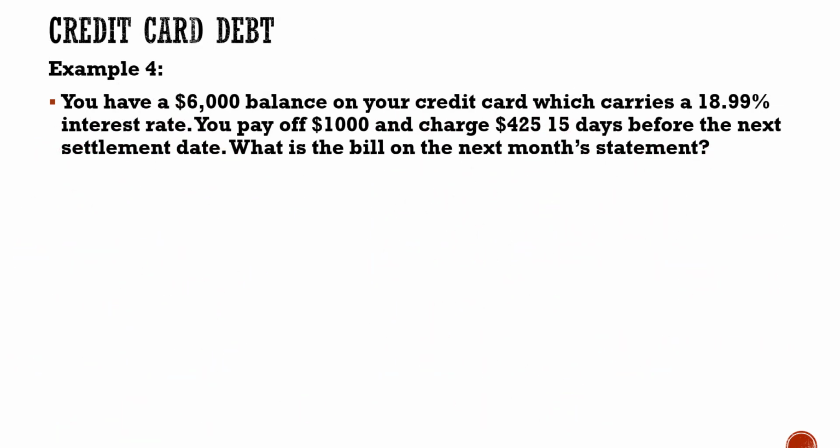Okay, so Example 4, it's about credit card debt. Most people have credit cards, and sometimes when they receive the statement from the credit card company, it's hard to keep track of that. But once we learn this compound interest concept, we'll be able to solve this. You have a $6,000 balance on your credit card, which carries an 18.99% interest rate. So this is the annual interest rate.